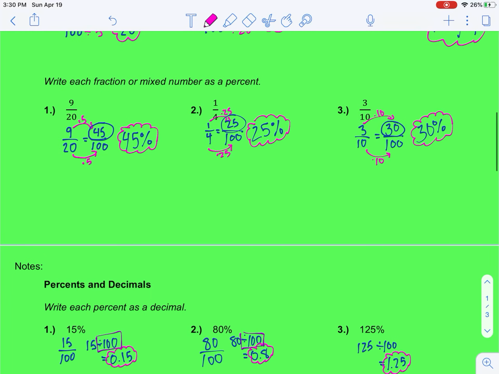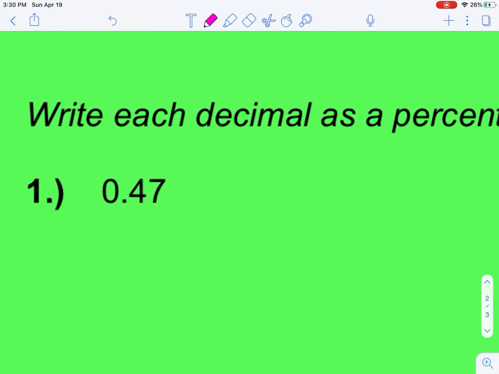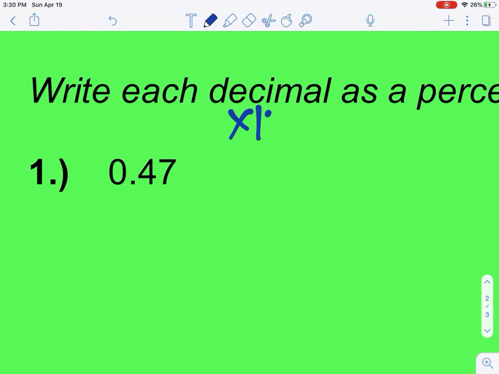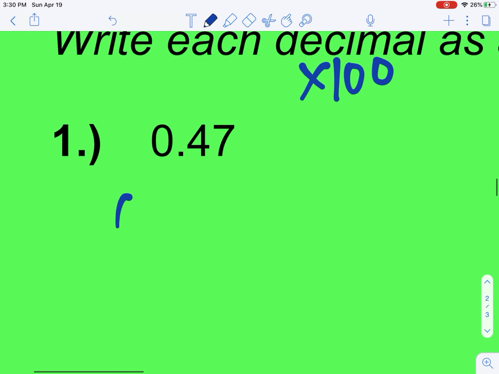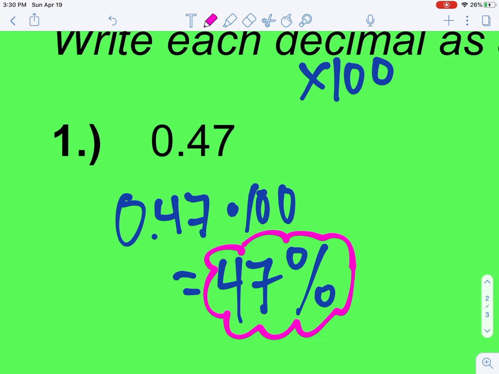All right, let's take a look at how to turn a decimal into a percent. Really, really easy. All you need to do is multiply by 100. Every single time, that's what you're going to do. So in number 1, I have 0.47, and I'm going to times by 100, and I get 47. And then don't forget the percent symbol. So 47 hundredths is the same as 47%.